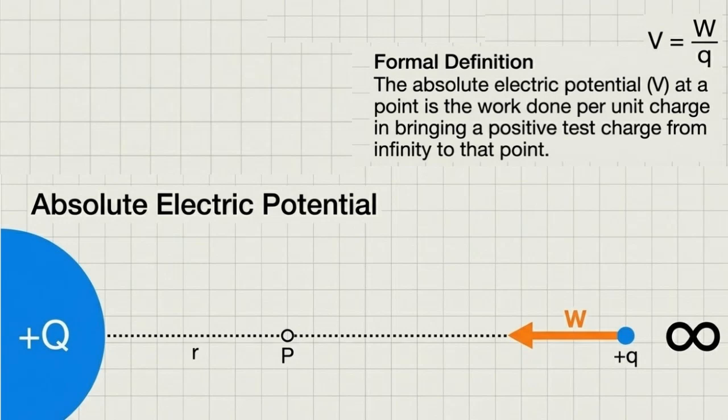Q. So if we consider a point P at a distance r from the source charge Q, the absolute electric potential there tells us how much work is needed to bring that small positive charge all the way from an infinitely far position to point P within the field. This helps us understand the energy landscape created by electric charges in space.